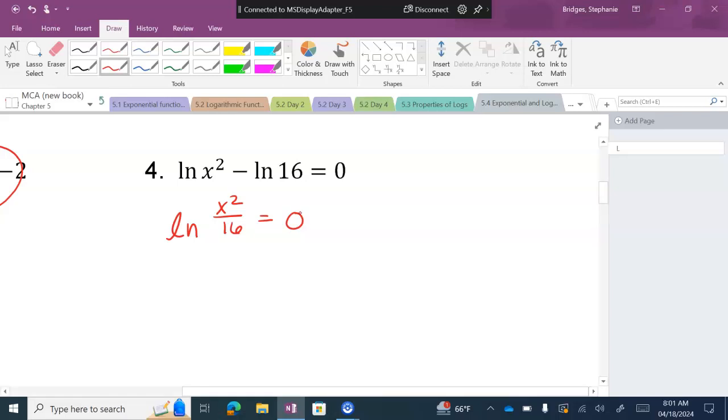Then, because we have a log equal to a number, we're still following these steps. We simplified the one side that needed to be simplified. The next thing we want to do is take it to exponential. But remember, it's e as our base. So it's going to be e to the 0 power equals that fraction. What is e to the 0 power? 1. Okay, so let's change that.